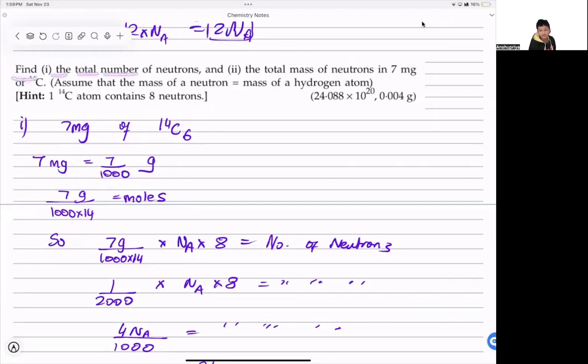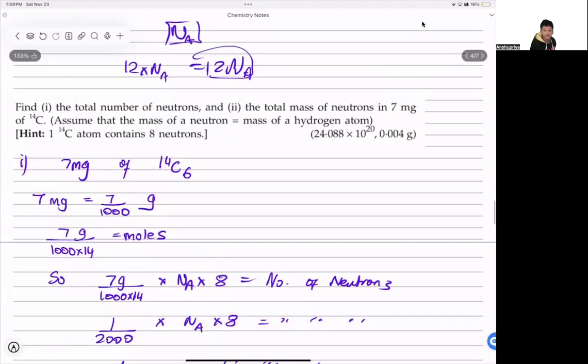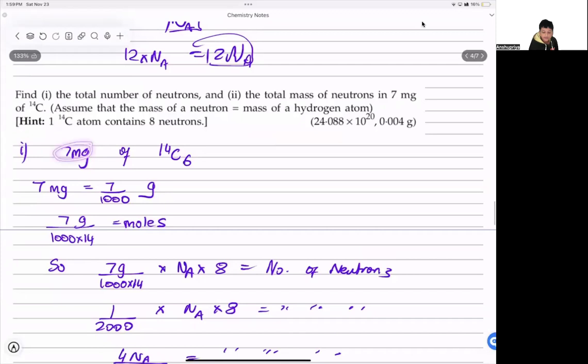Find the total number of neutrons and the total mass of neutrons in 7 mg, okay, mg not G, of 14C. Assume that the mass of a neutron is equal to mass of hydrogen atom. Hint is this. So there is 7 mg of 14C. So you might ask, how is there 8? Because if in 12C6 there is 6 neutrons, there will be plus 2, because 12 to 14. And protons will not be added, otherwise there will be an ion, and this is not an ion. So that's why we will have 8 neutrons, and that's how they've even given it as a hint.